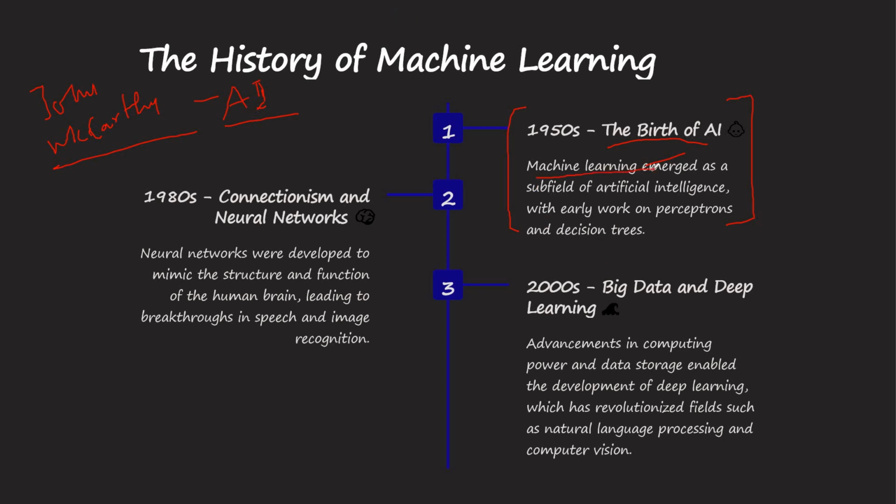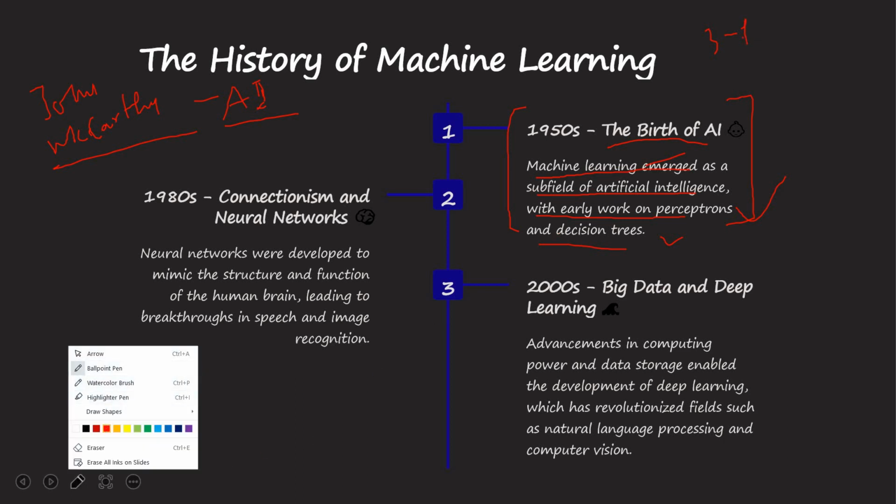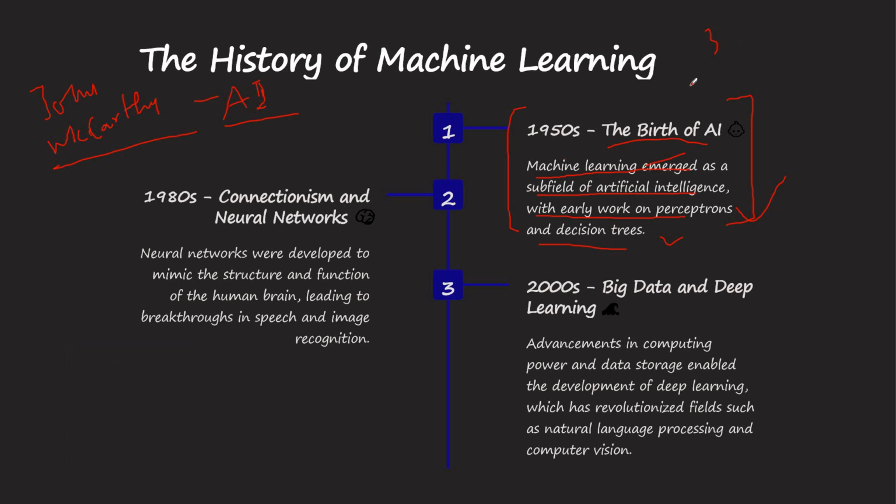It says machine learning emerged as a subfield of artificial intelligence with early work on perceptrons and decision trees. Perceptrons you will also study further. Perceptrons means artificial neurons, and artificial neurons have three layers. Number one, the input layer. Second one is the hidden layer, or I should say the functional layer. It is more precise when I call it the functional layer. And the third one is the output layer. So these are the three layers of a perceptron, and that's how these three layers define one task which is given to a perceptron, also called an artificial neuron.